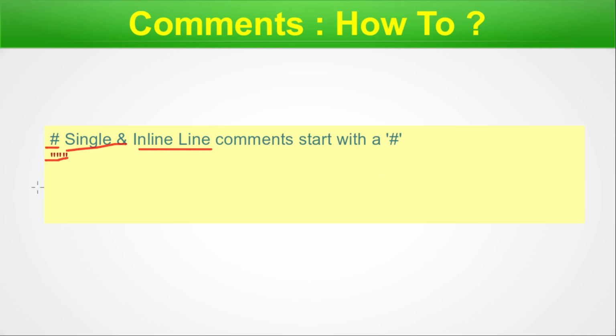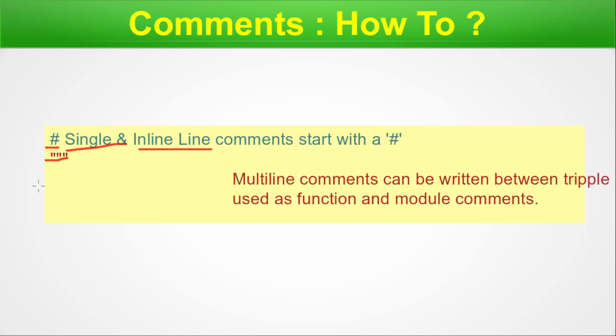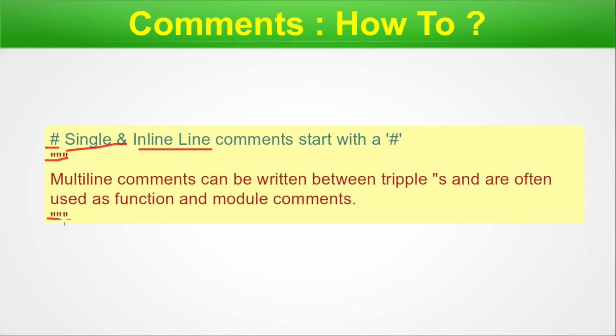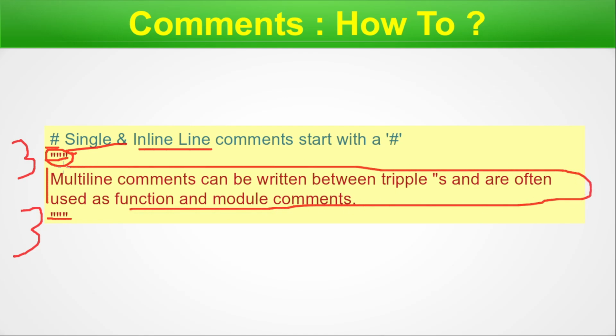It's not a single, it's 3 double quotes, and then we have the text followed by the closing 3 double quotes. So for a multi-line comment, you can start the multi-line comment with 3. Remember, the number is 3, and here the number is 3. It's not 2 or 1. So it is 3. In between, whatever lines are there will be treated as multi-line comments. Multi-line comments can be written between triple double quotes and are often used as function and module comments. So which I just spoke about.